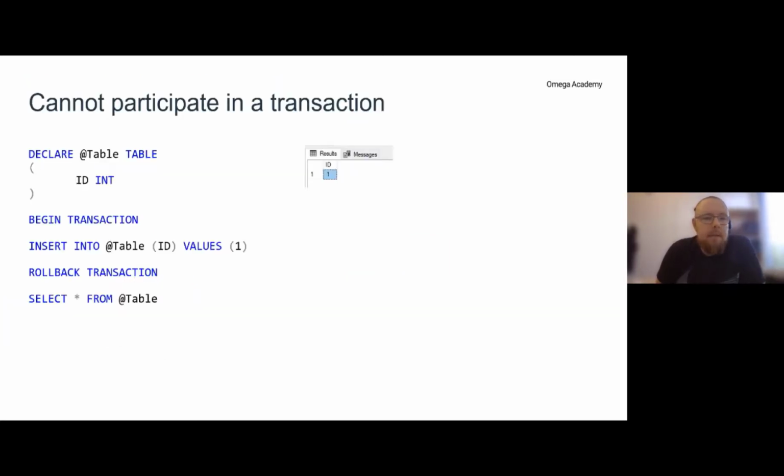Also in this case here, you'll see that the script on the left returns the result on the right side. With a normal table, you would expect no rows in this, but because variables aren't transactional, this is not handled like a table, and therefore it doesn't get affected by rollback transaction.